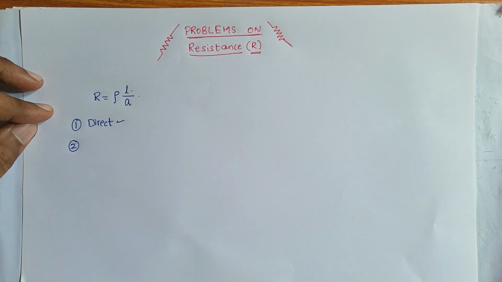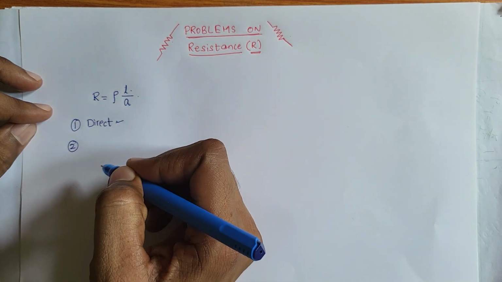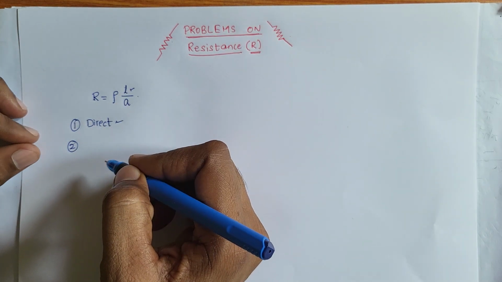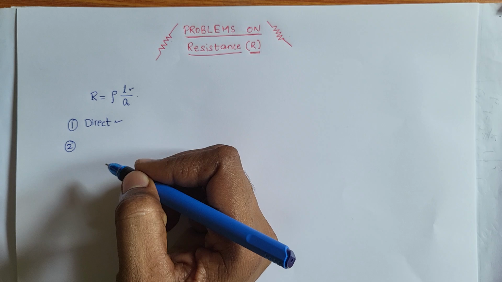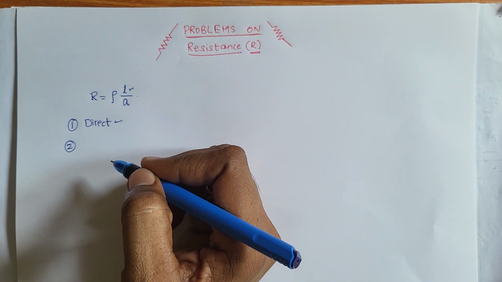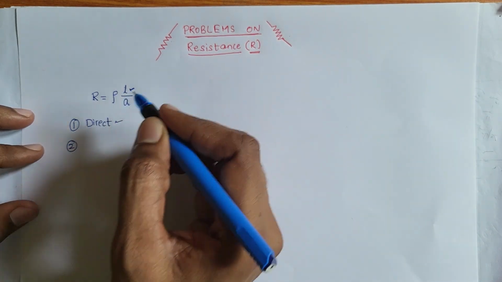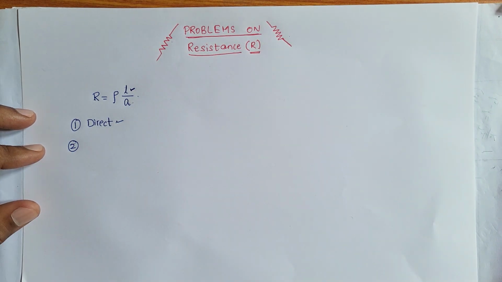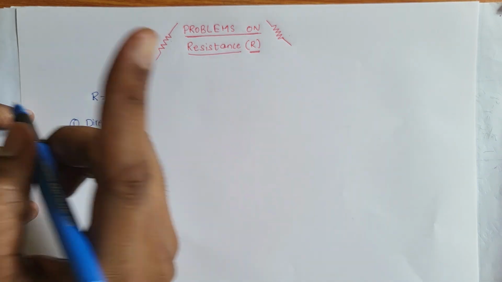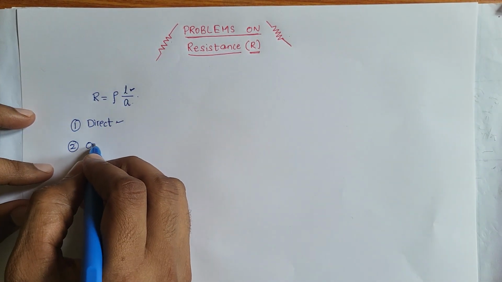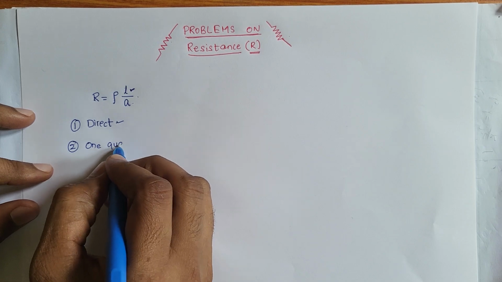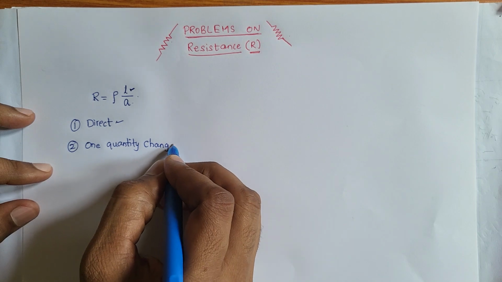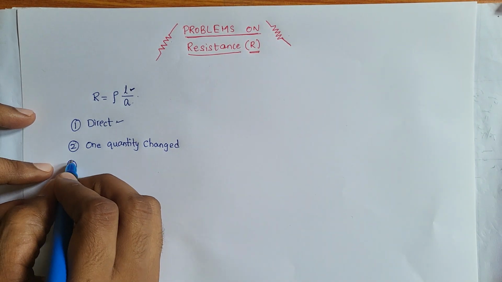Second type of question means one will be variable. Either length they will change or area of cross section they will change. What type of questions will come under this category? Resistance of a material will be 2 ohms. If length is increased to 2 times, what happens to resistance? If area is increased to 2 times, what happens to resistance? Means either length or area, any one they will change. One quantity changed. And like that problem they will frame.